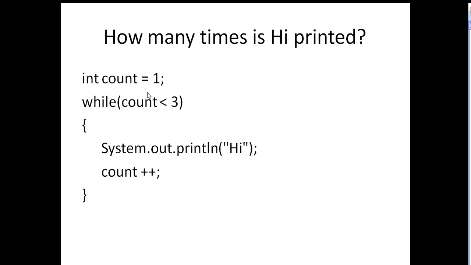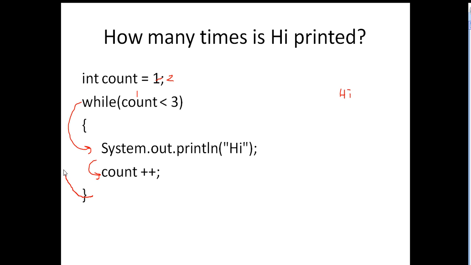So count is 1, and then at the while statement and the Boolean expression, this is tested. The loop control variable is tested. Is 1 less than 3? Since that's true, it jumps into the loop, and it prints high, so it prints it once, and then it goes on to the next line, and count is updated. This means to add 1 to count, and so this becomes 2.